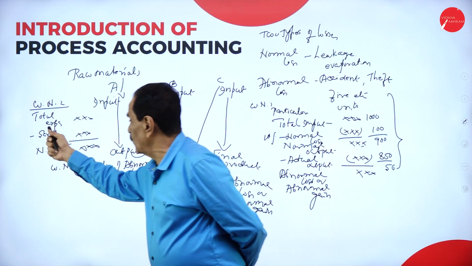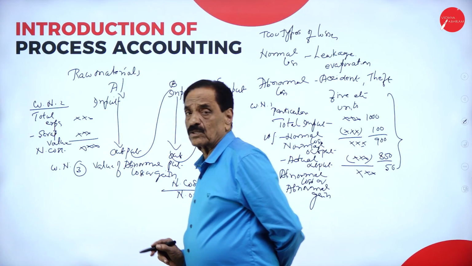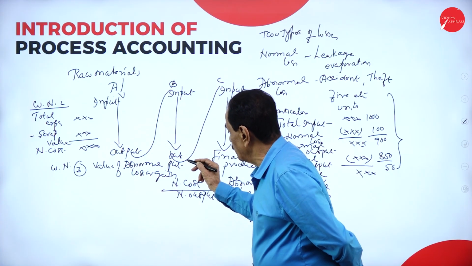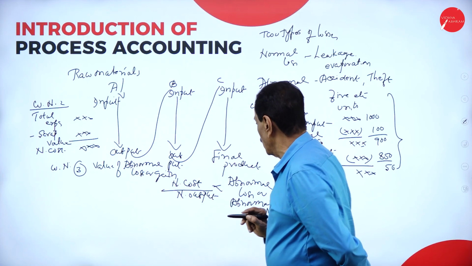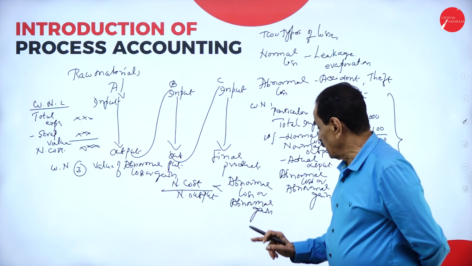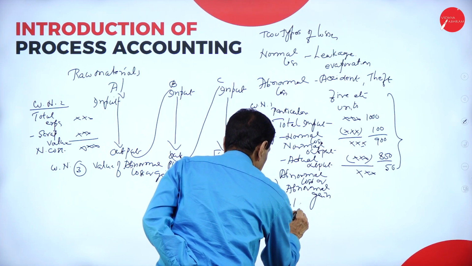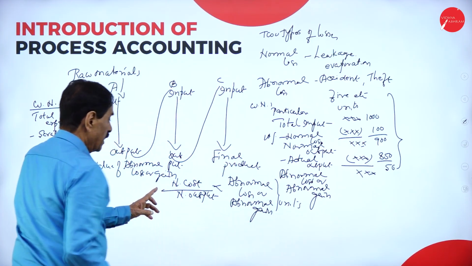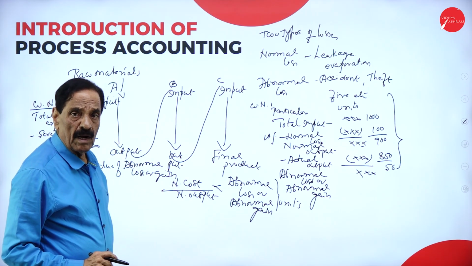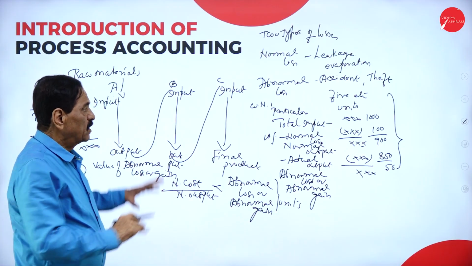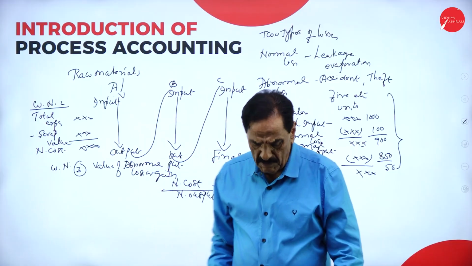Then you have to go to working note number 2. Total expenses minus scrap value is called normal cost. Working note number 3, value of abnormal loss or gain. What is the formula? Normal cost divided by normal output multiplied by abnormal loss or abnormal gain units. So this way you have to work out the problem. So we'll go with the problem now.